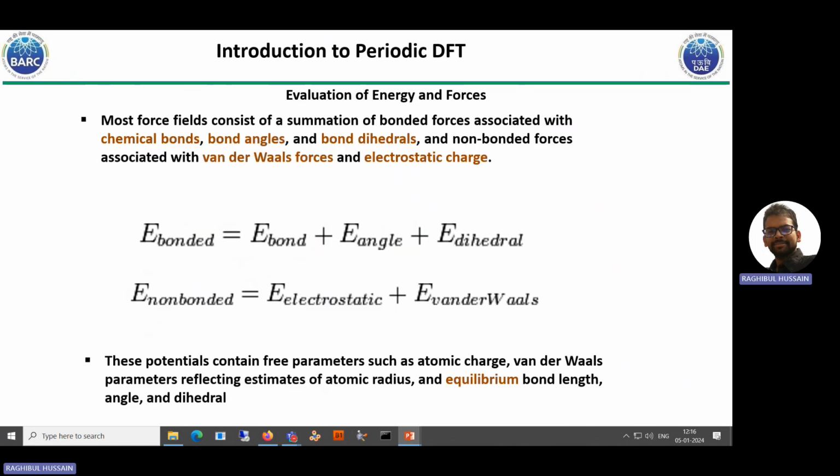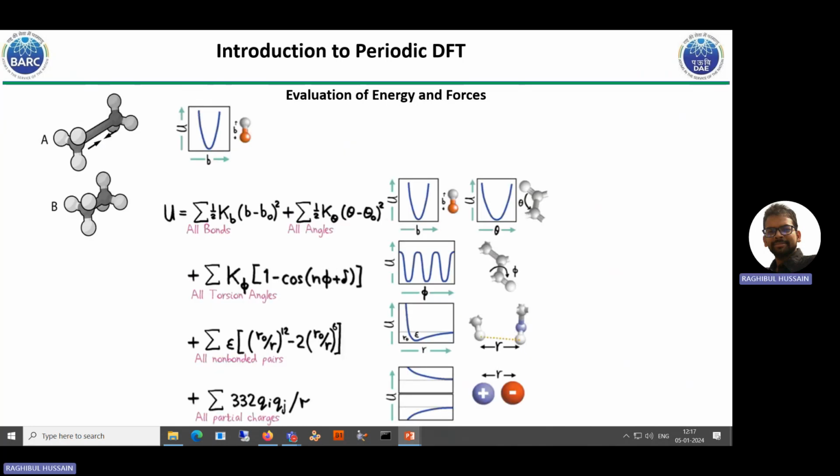Okay, and there are different kinds of interaction in the system. Some are bonded, some non-bonded, and you can put them in some equation. It is illustrative. It can be van der Waals, it can be bond, angle, dihedral. And if you put those interactions in terms of equations, you can write this.